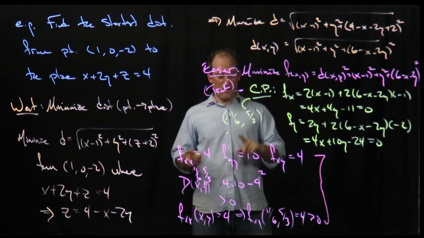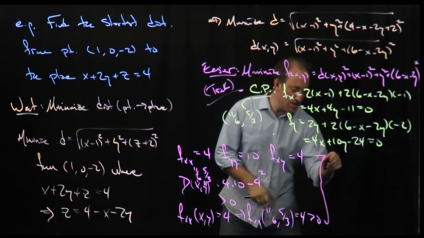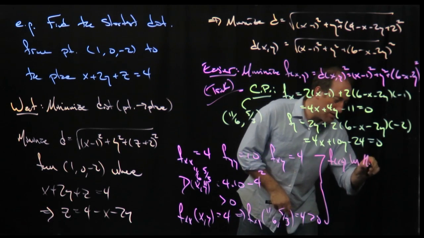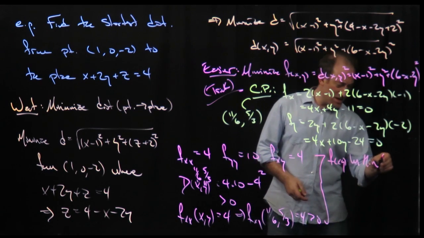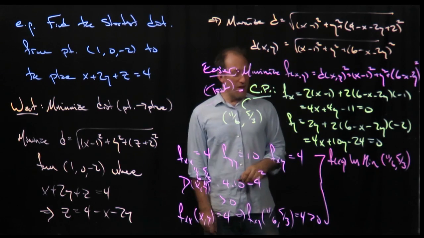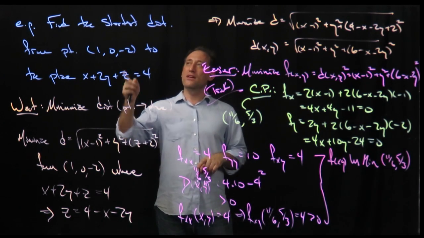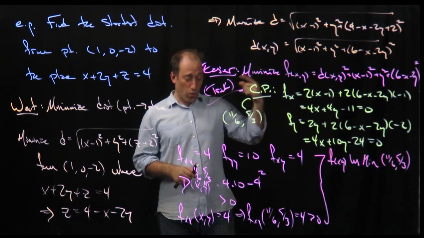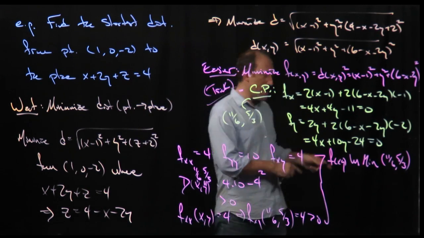So I've got that the function f of x y has a minimum at 11/6 and 5/3. But this doesn't answer the question entirely, because I'm asked to find the shortest distance, so I don't just need the function, or where the function is minimized, I need what the function value is when it's minimized.